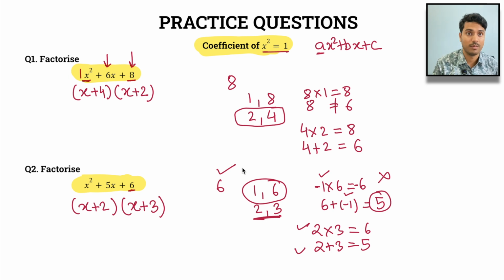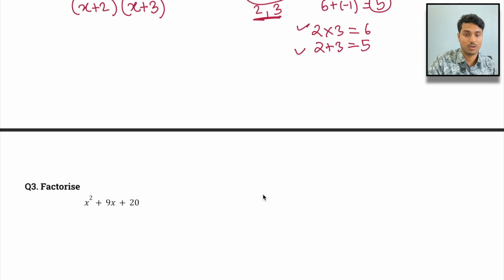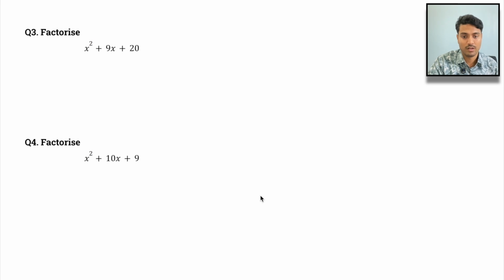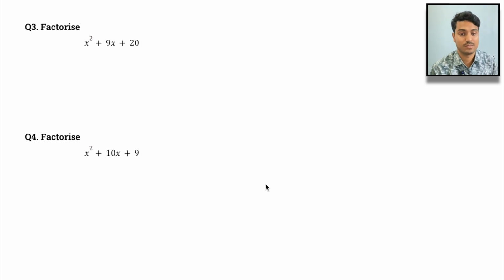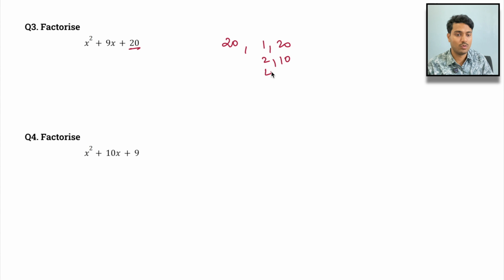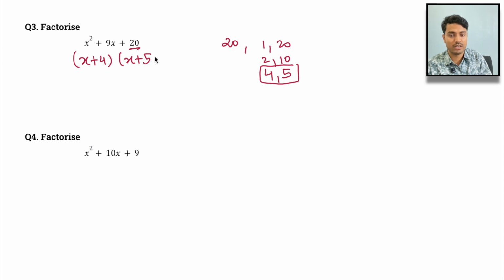If you don't have your pen and paper with you right now, please bring it and solve along so that you can check whether you are understanding or not, and you will also learn it. Question number 3, x squared plus 9x plus 20. Again, find the factors of 20: 1 and 20, 2 and 10, then 4 and 5. Now we can clearly see that we can get 9 only using 4 and 5. So x plus 4 and x plus 5. Everything is positive.